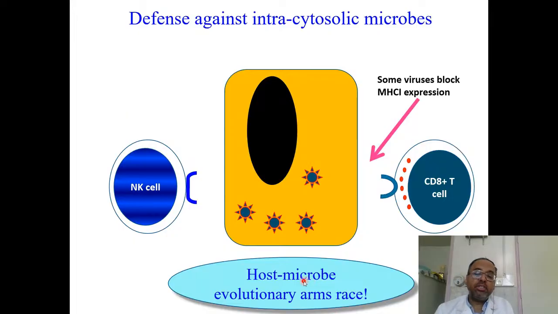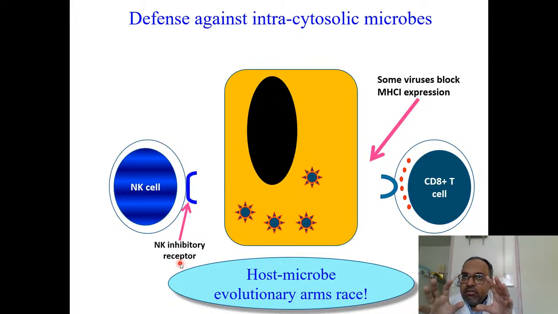So NK cells do not have receptors for antigens, but they have a receptor which is called an inhibitory receptor. Inhibitory receptors are a peculiar type of receptor. When they see their ligand, they turn off the cell. When they see their ligand, they tell the cell that, okay, you don't need to do anything. The majority of the receptors that we know, they're activating receptors. So when they see the ligand, they will activate the cell. But inhibitory receptors, when they see their ligand, they will tell the expressing cell that, okay, there is nothing wrong, you don't need to do anything.